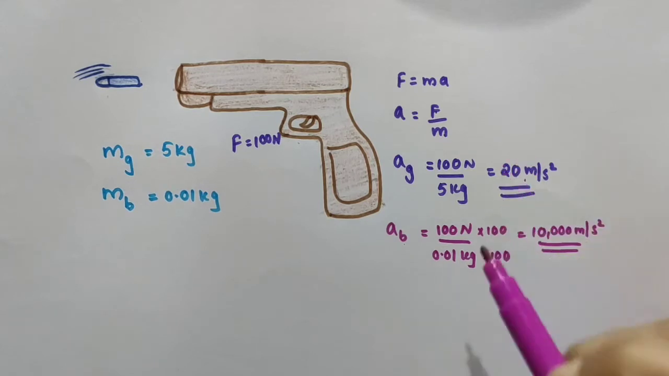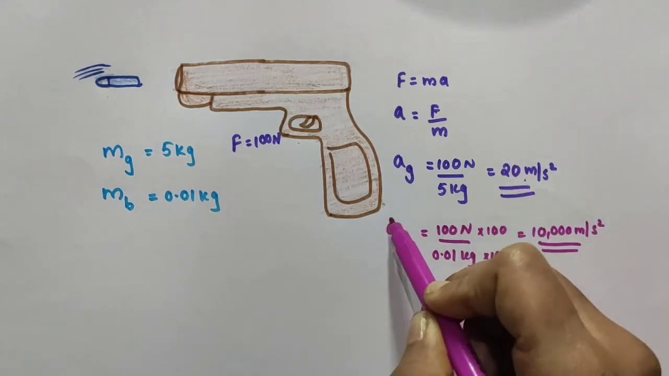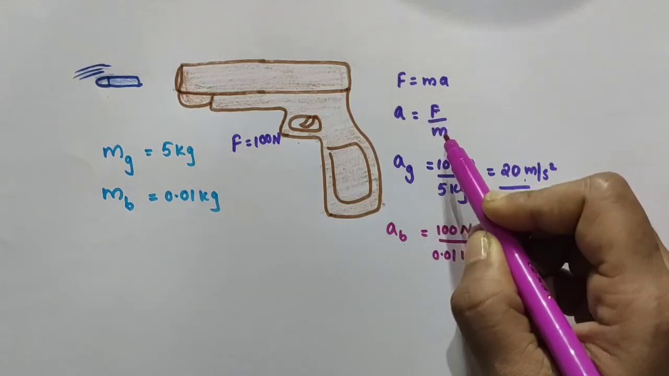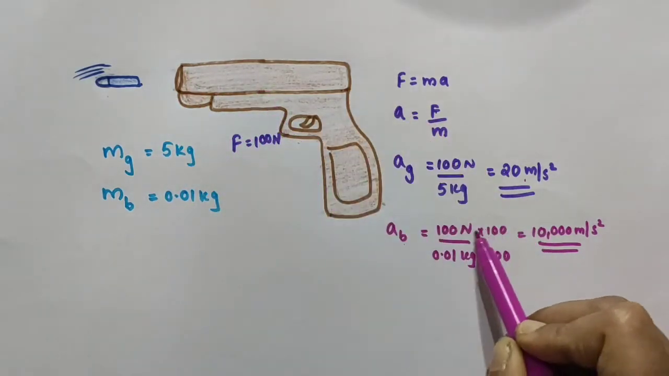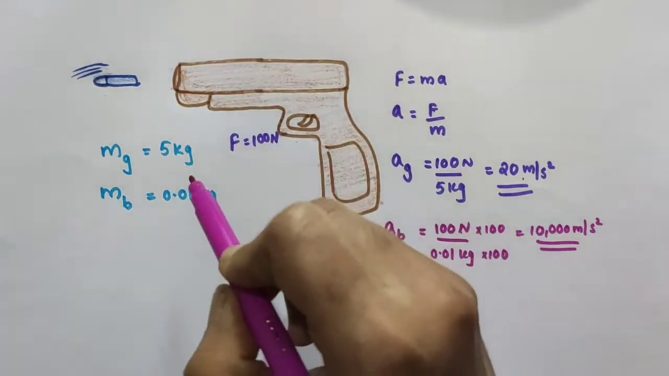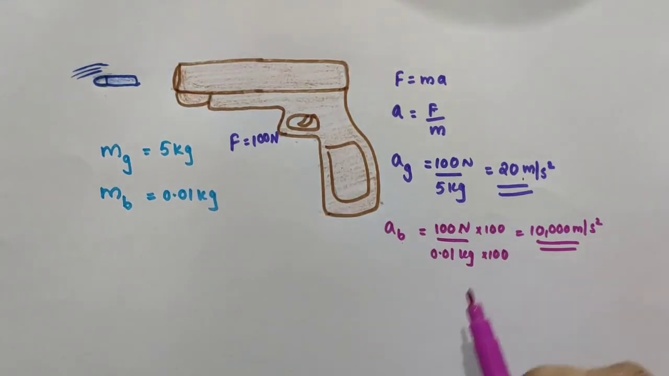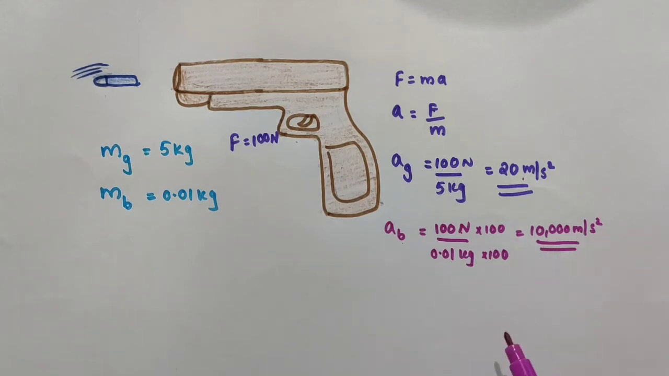Similarly, what about the acceleration of the bullet? Let it be a suffix b, acceleration of the bullet. That is, force on the bullet divided by mass of the bullet. The same force acts on both the bodies, no? So, force on the bullet is 100 Newton divided by mass of the bullet, which is 0.01 kilogram. So, 1 by 0.01 is 100, into 100, that will give you 10,000 meter per second square.